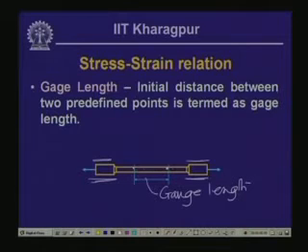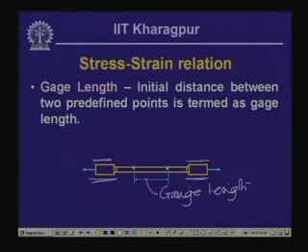So this is the initial distance between two predefined points, and these we call the gauge length. And as I said, this length we consider in between the bar and a little away from the grip zone, so that this particular zone is not affected by the force distribution or the stress distribution in the grip zone.